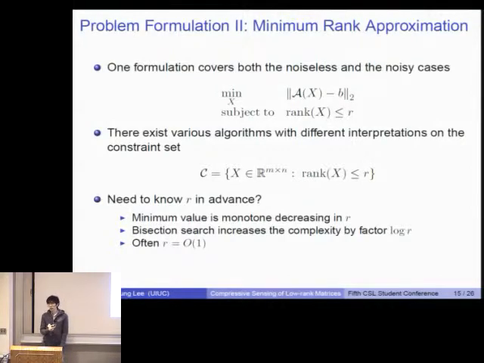There is some monotonicity in R. So by using this monotonicity, we can use bisection search. It will increase the complexity by a factor of log R. And usually, in many applications, we assume that R remains as a constant, so it's not a big deal. So we can solve this problem.